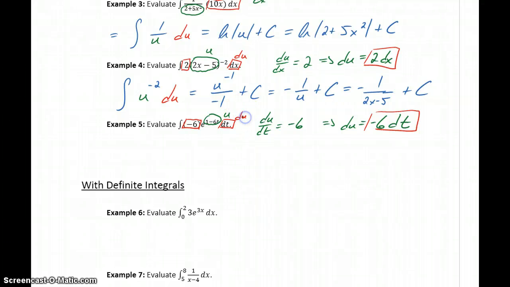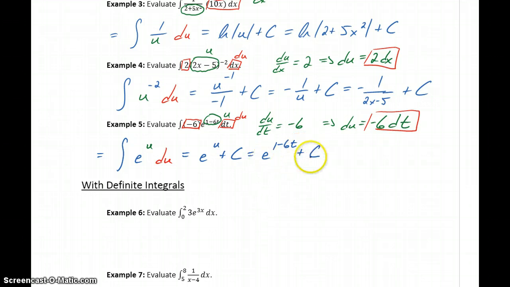So for those two pieces, we'll be able to swap in du, which will give us the integral of e to the u du. So the integral of e to the u is just e to the u plus some constant c. And then we'll swap back in that original expression for u, which is the 1 minus 6t, to get our final result for that indefinite integral.